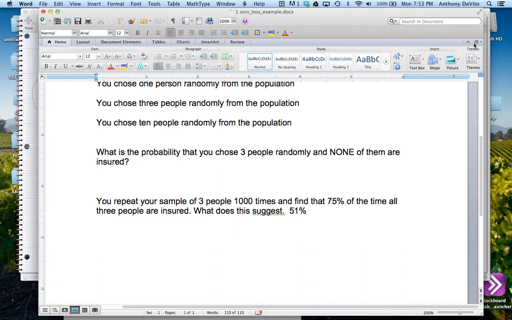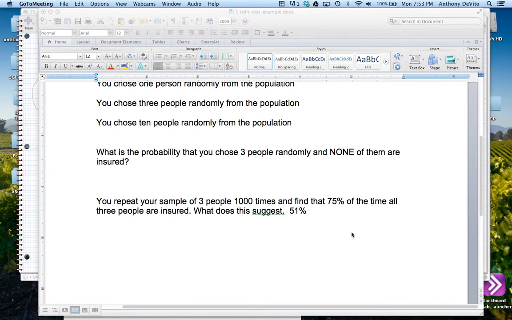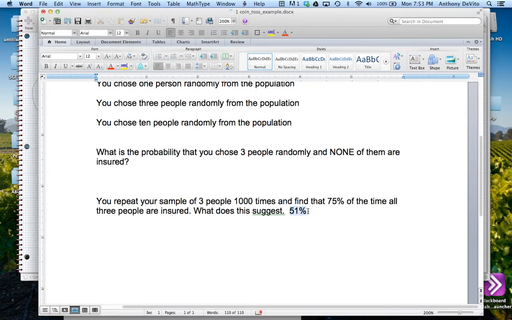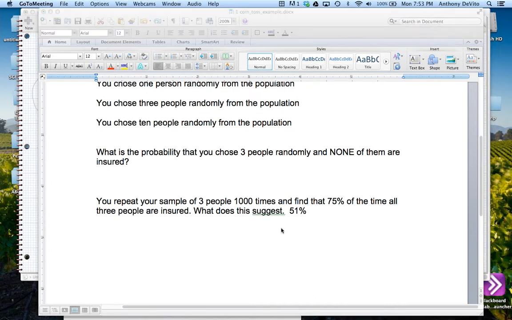What does that suggest to you about one of your initial assumptions when we did this? We expected to get 51% of the time, of these 1,000 times, or about 510 times, the 3 people that were insured, and 490 times we expected to get 2 insured, or 1 insured, or none insured out of the 3. If we got 75%, what does that suggest to you about our original assumption about this population? Somebody want to hazard a guess? What's it not? What did we say it had to be to multiply the probabilities? Each event had to be what from the next event? I know you know it. We said the word about 10 times tonight.